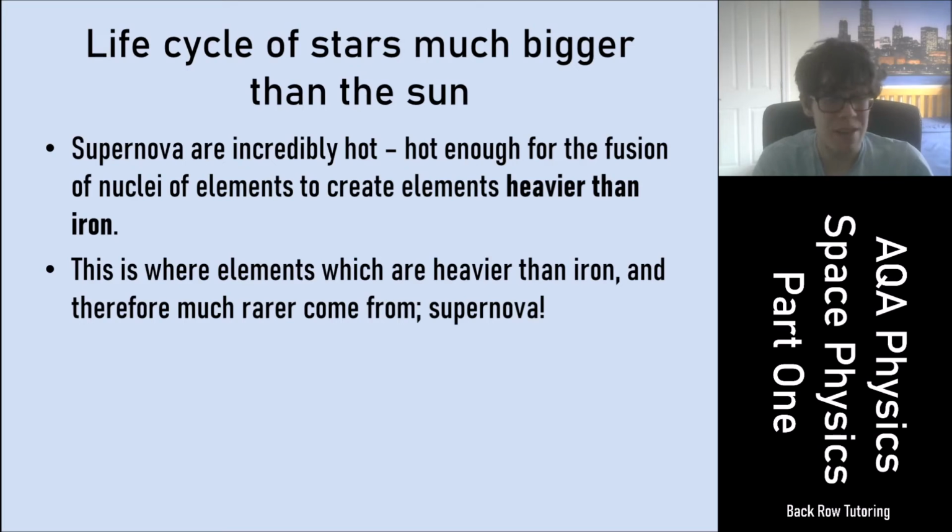Supernova are incredibly hot, hot enough for the fusion of nuclei of elements to create elements heavier than iron. This is where elements which are heavier than iron and therefore much rarer come from, supernova. So if you look at the periodic table, elements which are heavier than iron can only come from supernova because they're hot enough, they have energy which is great enough to create all of these much heavier elements.